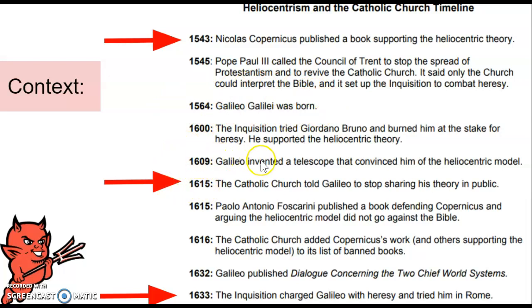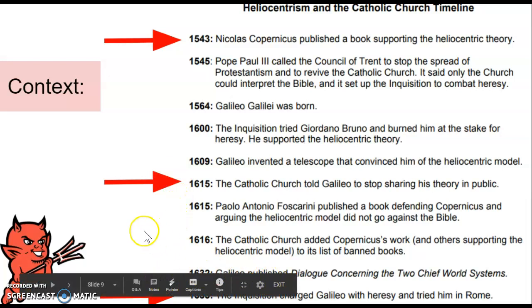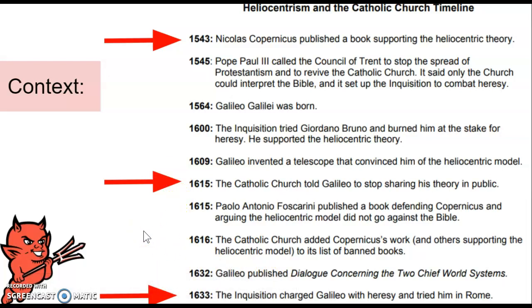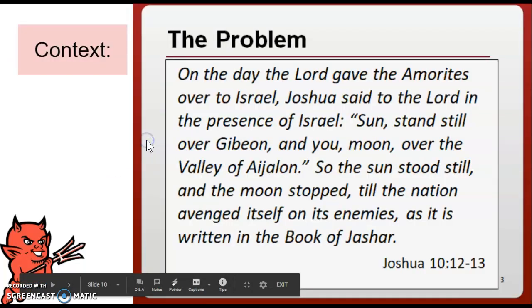And then check it out, guys. In 1609, he invented a telescope, not the first one to invent a telescope, but he invented a specific type of telescope that convinced him of the heliocentric model. And 1615 is when the Catholic Church told Galileo to stop sharing that theory. They were threatened by him. So that's a very important date to remember, as well as 1633, because as you'll notice at the bottom, in 1633 they charged him with heresy and tried him in Rome. So that's the timeline that we're talking about right here.